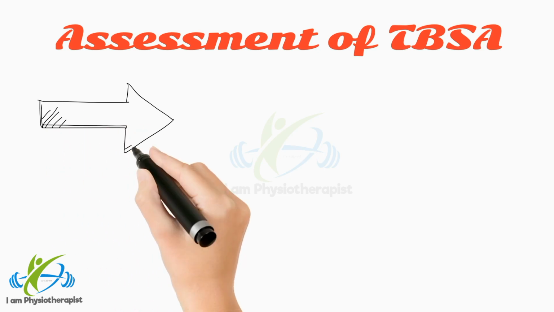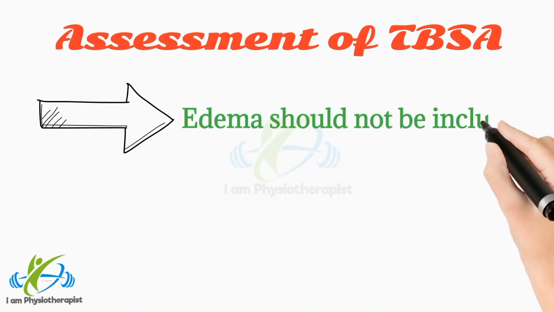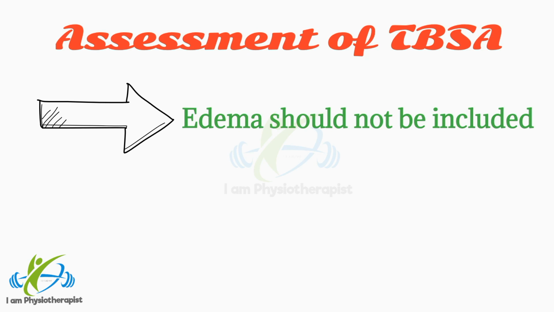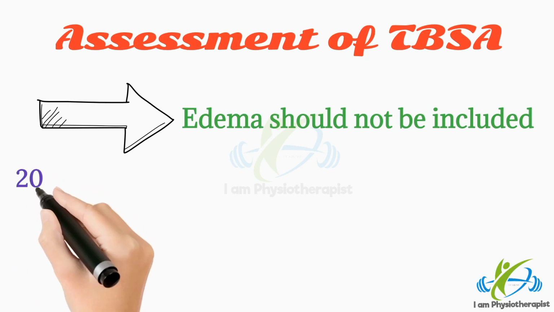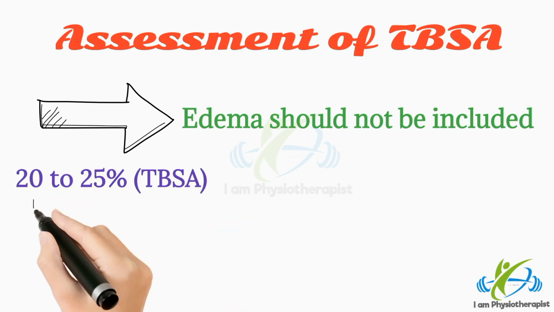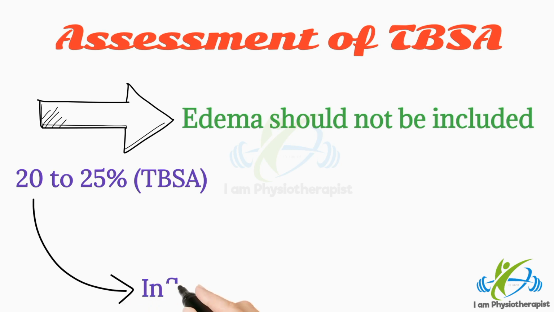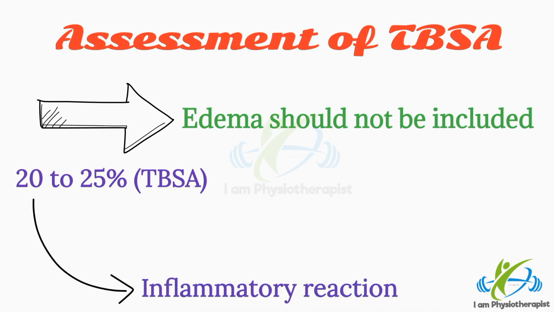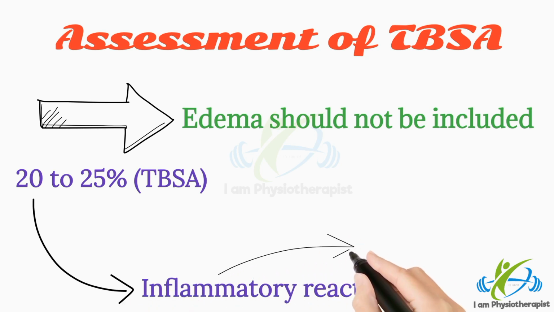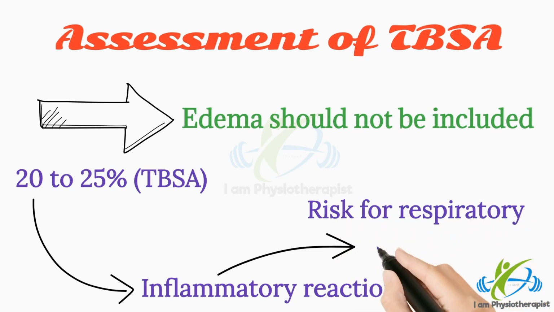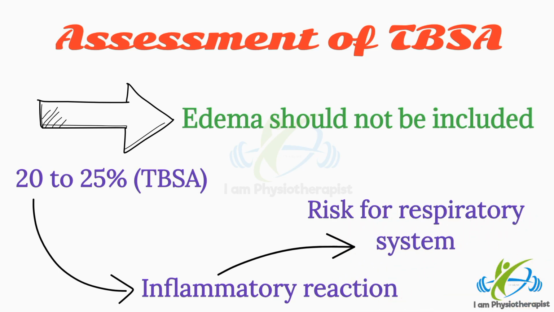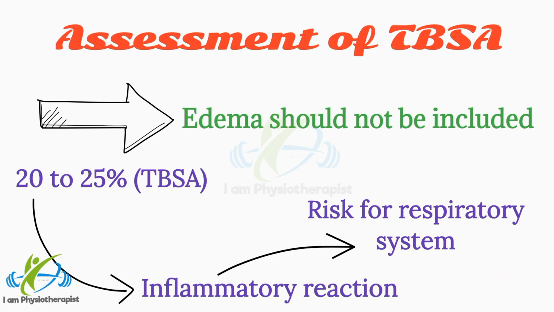When calculating burn size area, edema should not be included. A burn of greater than 20 to 25% total body surface area creates a global or systemic inflammatory reaction affecting all body organs and indicates a significant risk for the respiratory system.